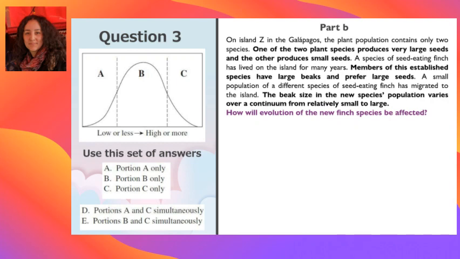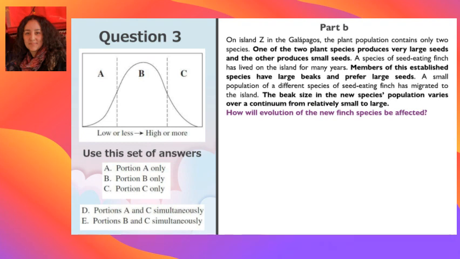So B, on island Z in the Galapagos, the plant population contains only 2 species. One of the 2 plant species produces very large seeds, and the other produces very small seeds. A species of seed-eating finch has lived on the island for many years. Members of this established species have large beaks and prefer large seeds.